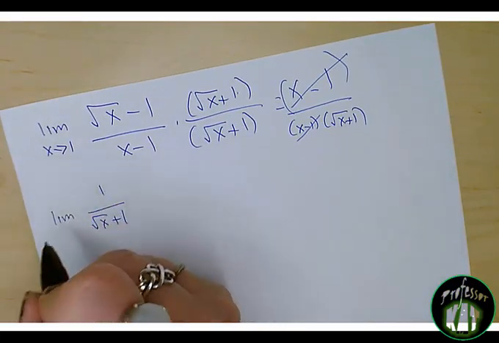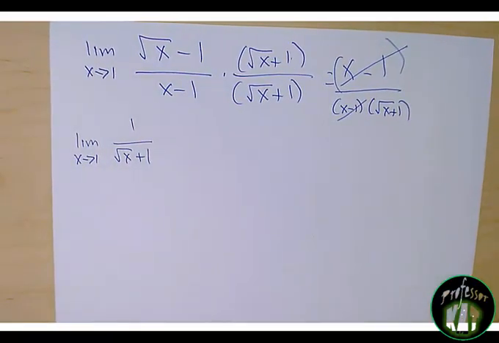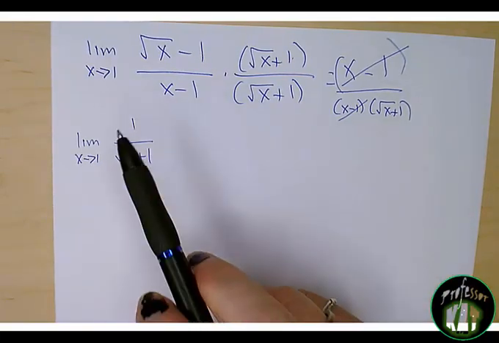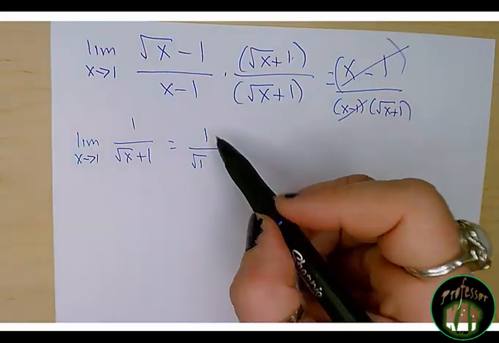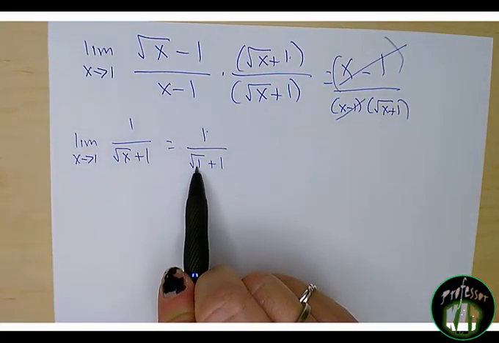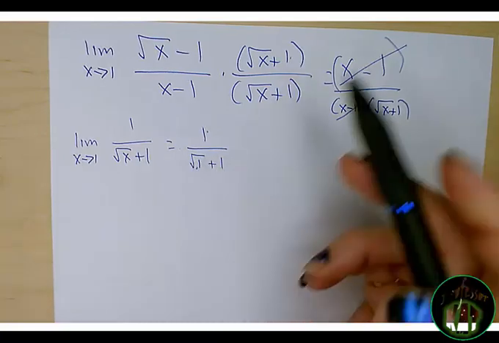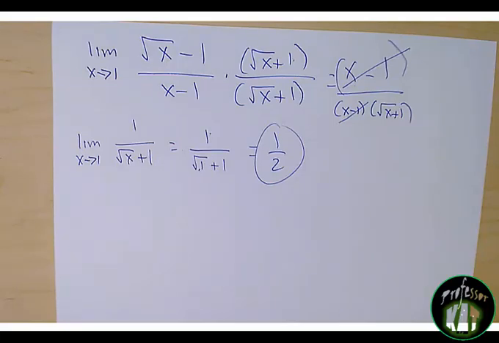So now we are looking at finding the limit as x approaches 1 of this function. So now that we've reduced this, let's go ahead and plug in that 1 and see what we get, which means we get 1 over the square root of 1 plus 1. Now the square root of 1 is just a 1, so this is really just 1 plus 1. So this is giving us a 1/2 as the limit of this function.